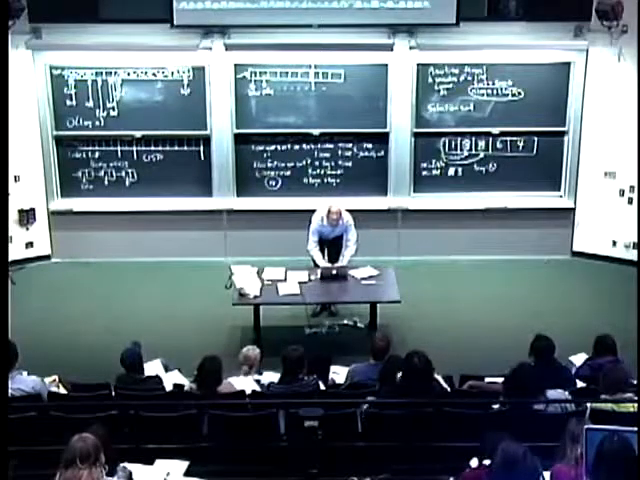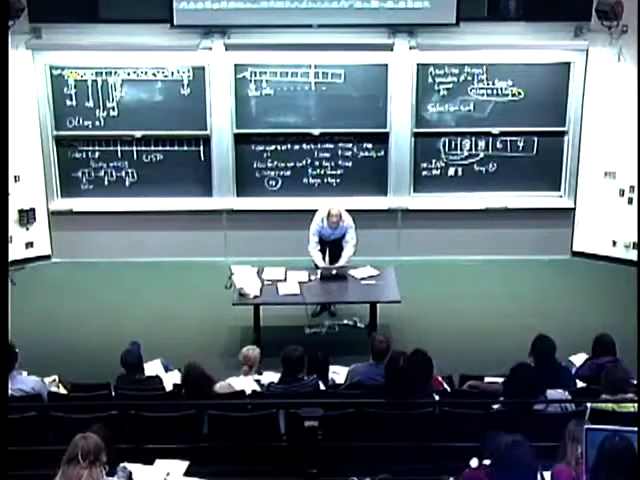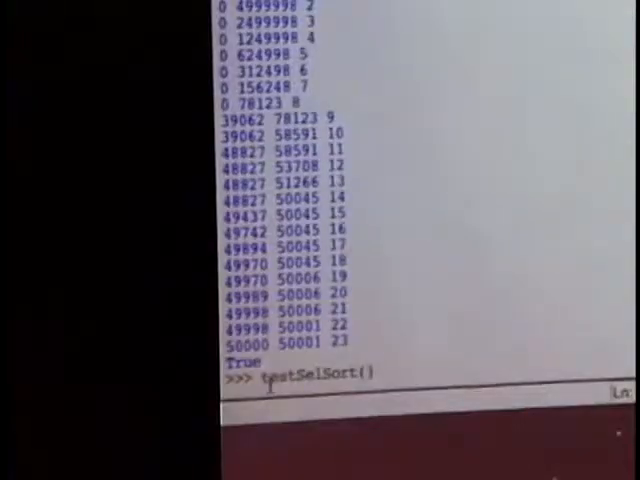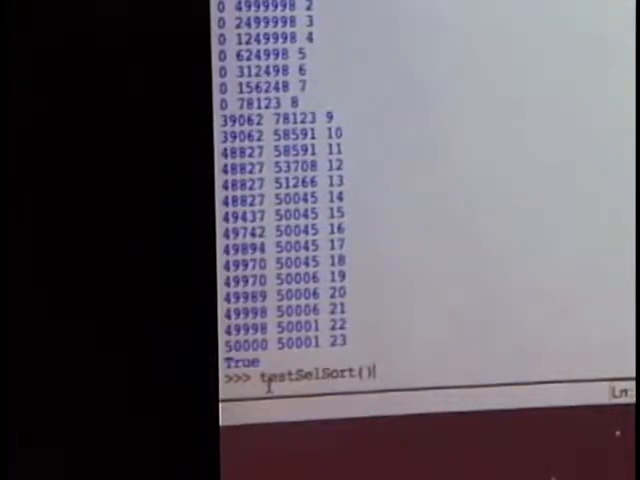Let's check it out. I've written a little bit of a test script here. So if we test cell sort, I've written this so that it's going to print out what the list is at the end of each round.